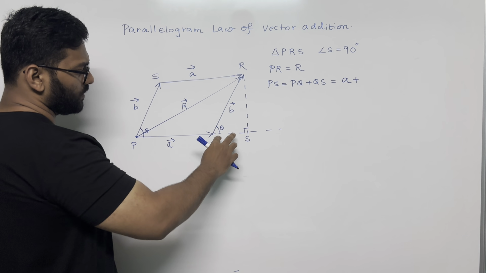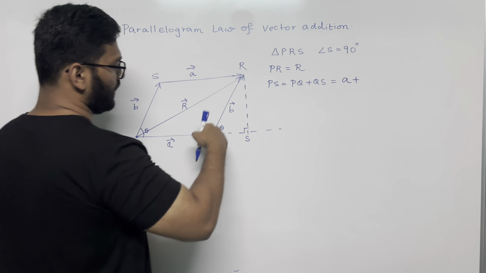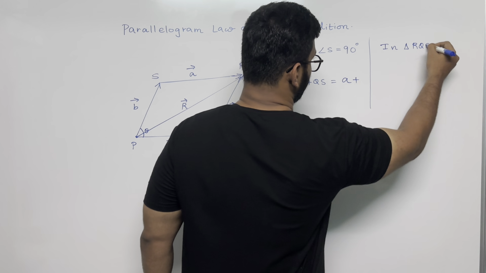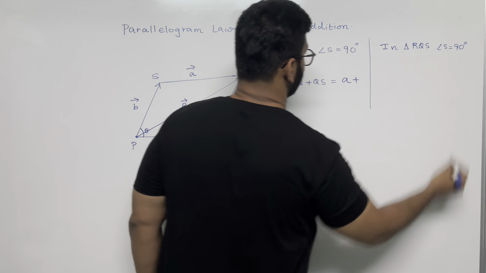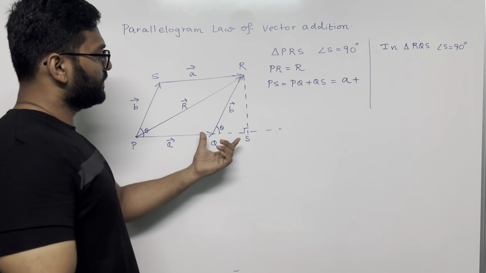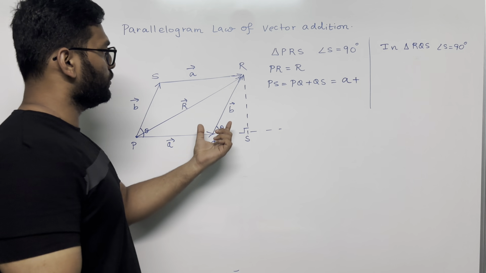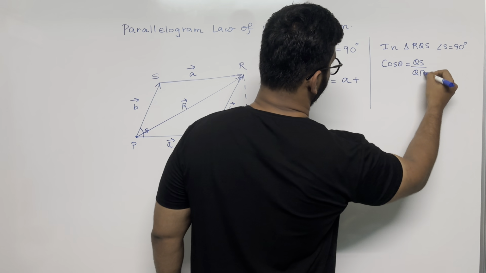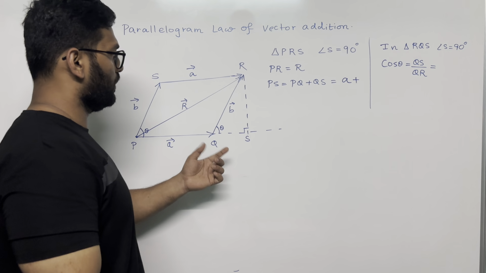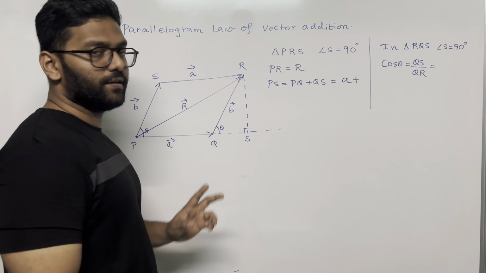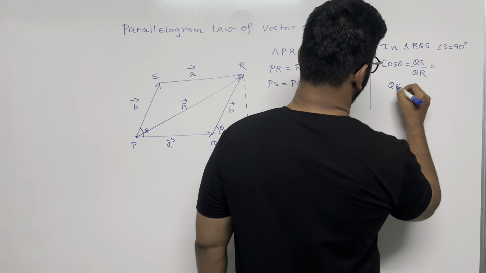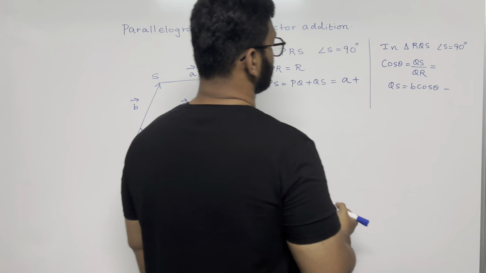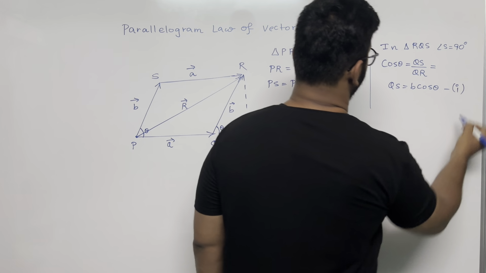Now, if I say cos theta in this triangle RQS, angle S is 90 degree, we know this. So from here, cos theta can be written as adjacent side upon hypotenuse, QS upon QR. Cos theta is QS upon QR. We want to find out QS, but QR I know it is going to be B. So QS is going to be B cos theta. So this is one of the equations. Let's call this first equation.